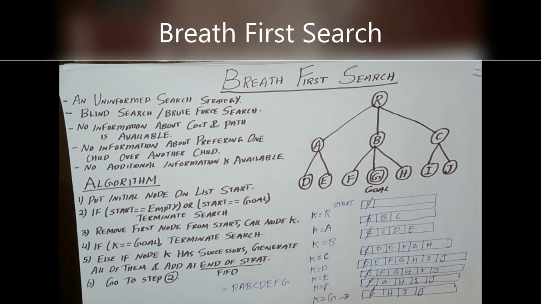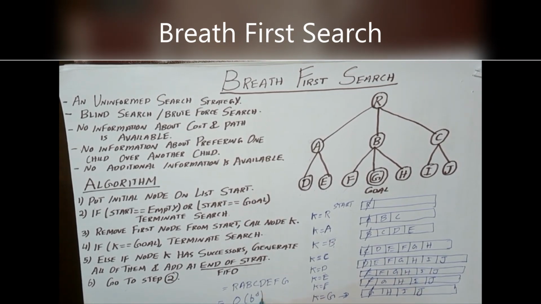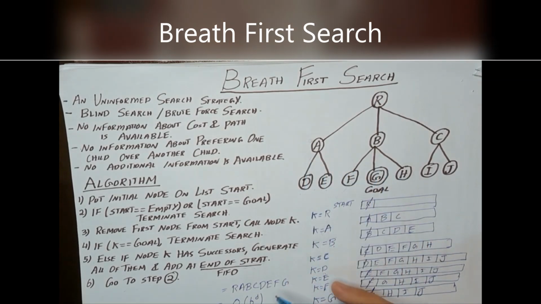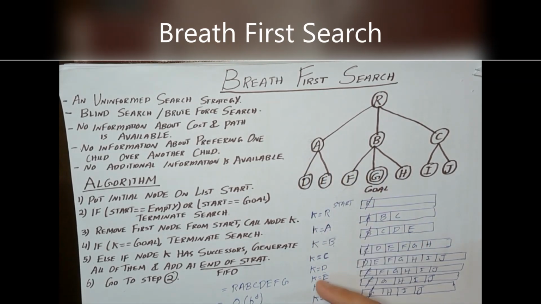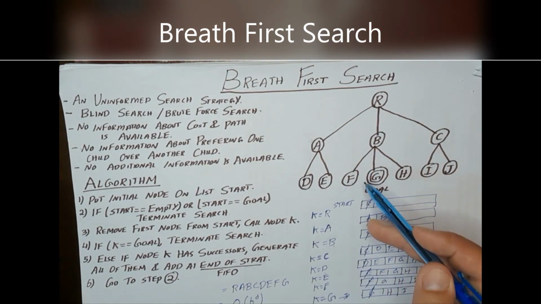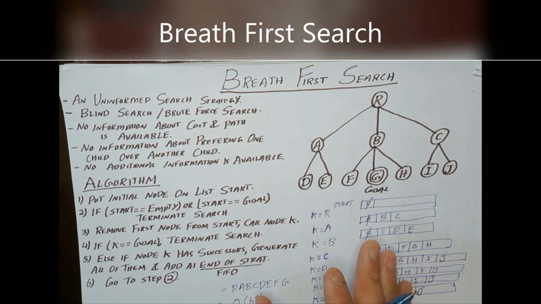The time complexity and the space complexity of this algorithm is order of B power D, where B is the branching factor. It also means that at each node we have B number of child nodes, whereas D is the level, the depth of our tree. Hope that you learned something new from today's video.